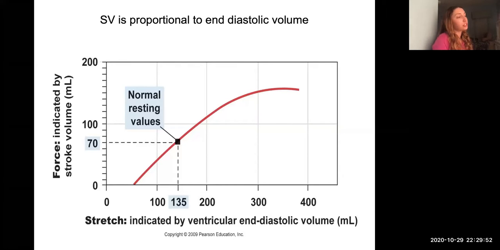The initial stretch of the myocytes in response to the end diastolic volume is directly proportional to the force when the blood is expelled by the ventricles into the systemic circuit. Yeah, I can repeat that. Okay, I'll try. I'm just going to write it. It'll take me a minute.